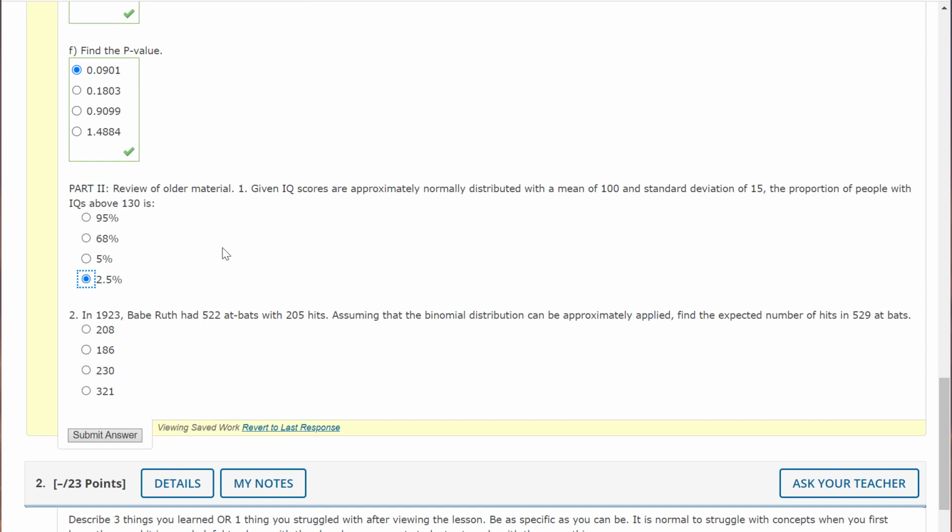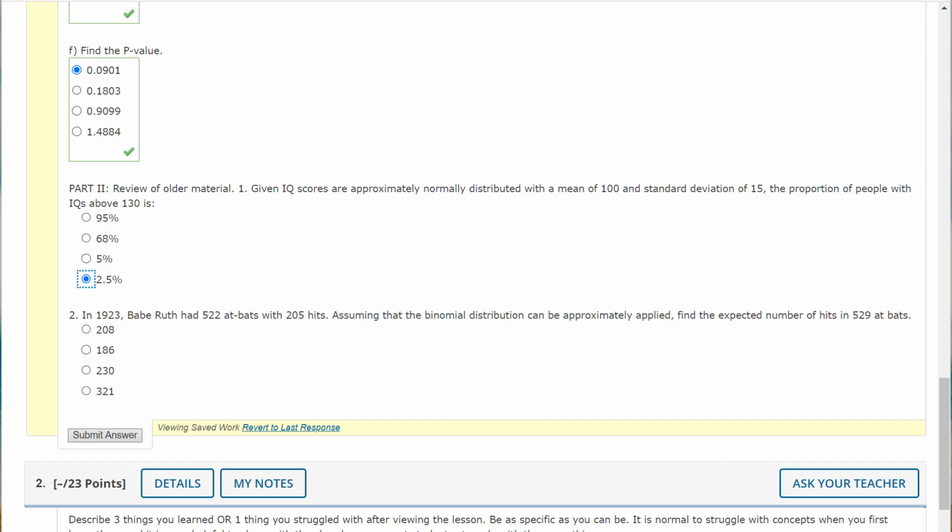Okay. In 1923, Babe Ruth had 522 at-bats with 205 hits. Assuming that the binomial distribution can be approximately applied, find the expected number of hits in 529 at-bats. So, first of all, he had 522 at-bats with 205 hits. So we need to find the proportion.